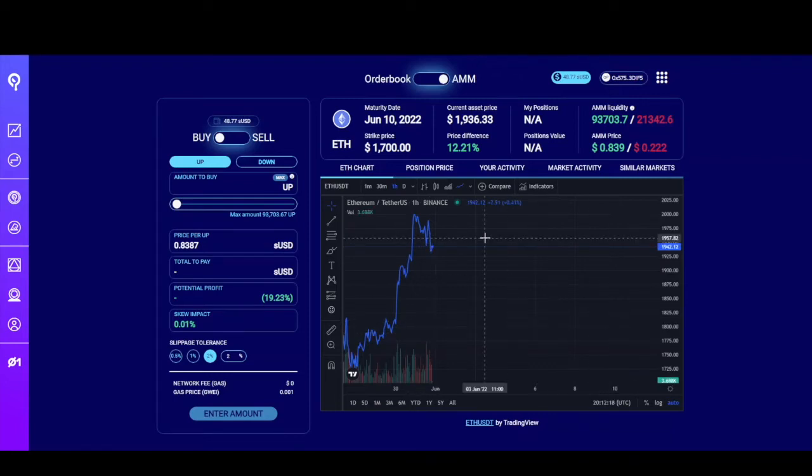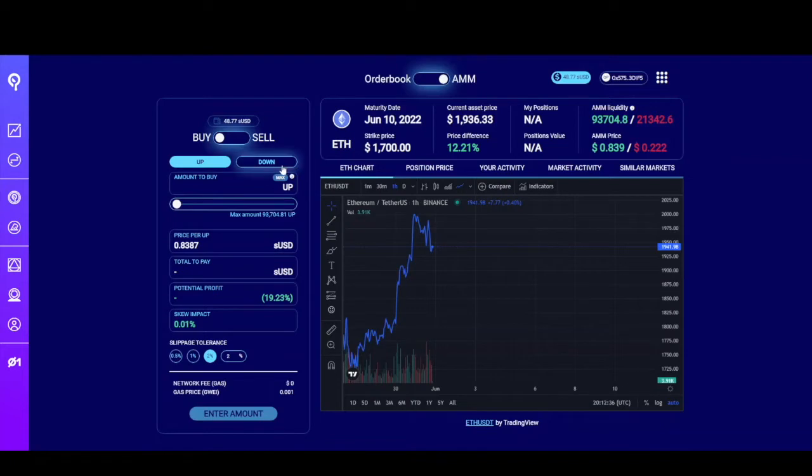This is a good up trade. There's good odds that the price of Ethereum will remain above that strike price. But because the odds are pretty good that the price will stay above the 1700 and not drop over 12% on June 10th, the price is actually pretty high. It's 83 cents for every dollar potential profit to claim.